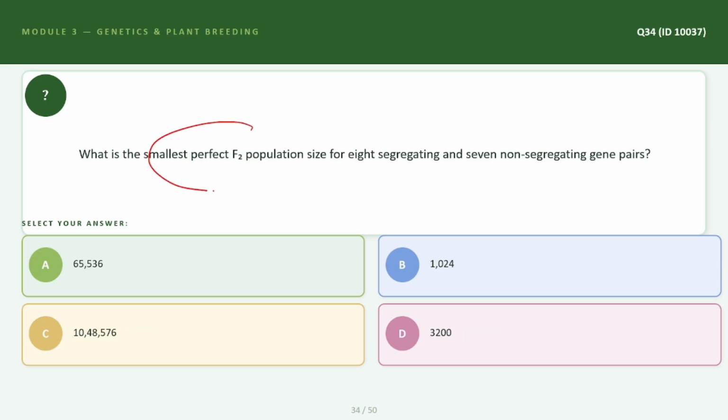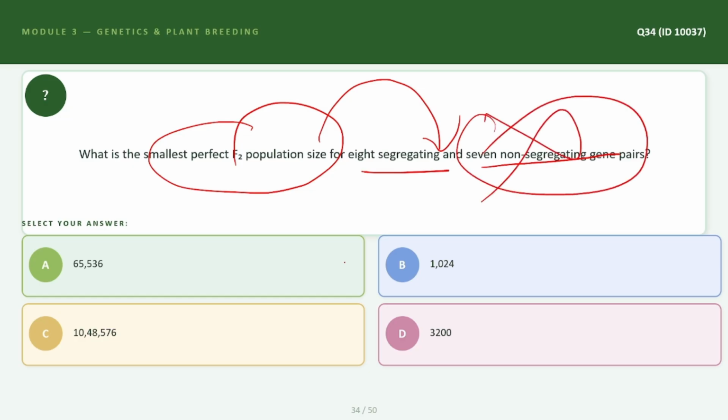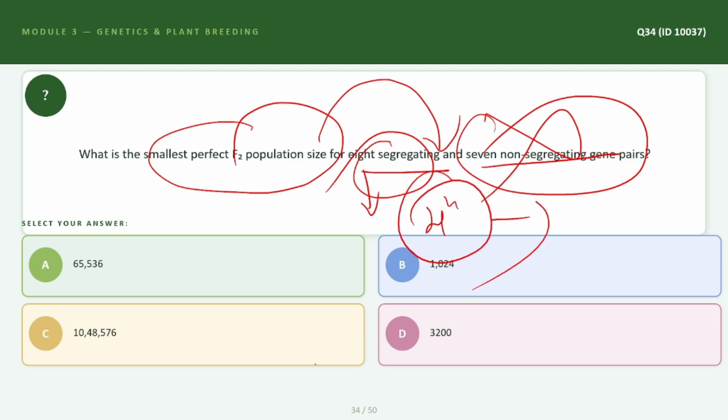Then the smallest F2 size, having eight segregating and seven non-segregating gene pairs. See, don't worry about the non-segregating genes. Just worry about the eight segregating. What is the population? 4 power n. Then definitely you'll get the answer.